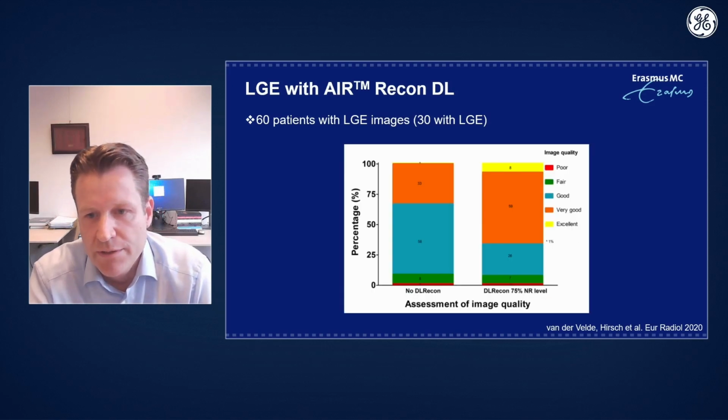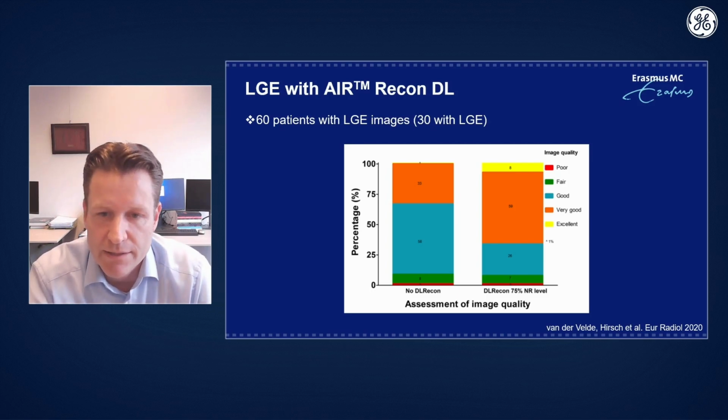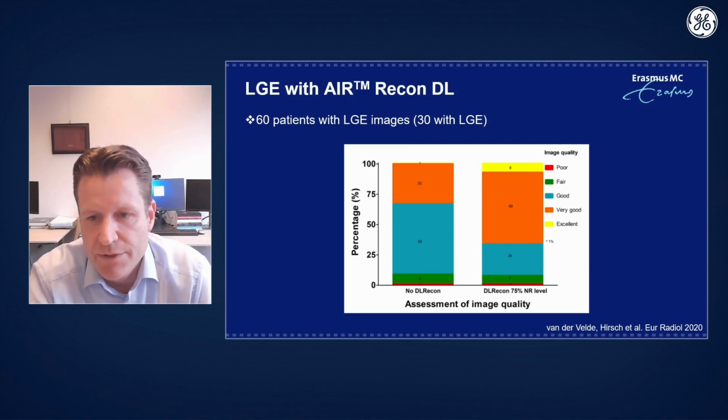We also looked at the image quality. Three investigators scored the images. They scored it as poor, fair, good, very good, or excellent. And on the left, you see the scoring of the no DL reconstruction, and on the right with 70%, 75% noise reduction level. And you see that the image quality was clearly improved.